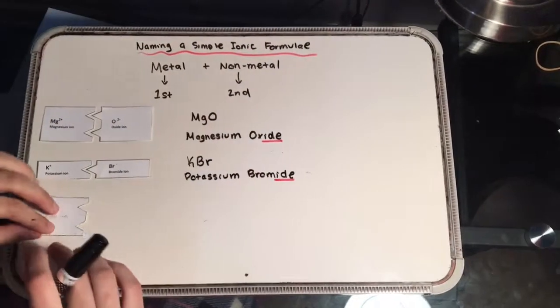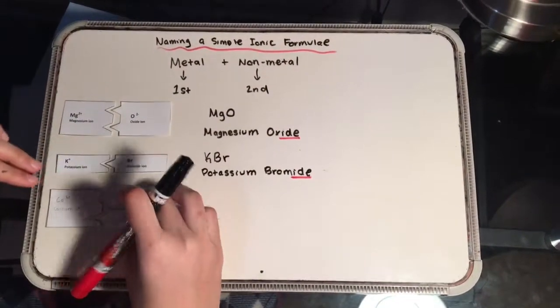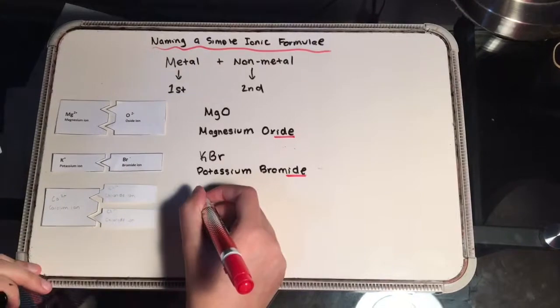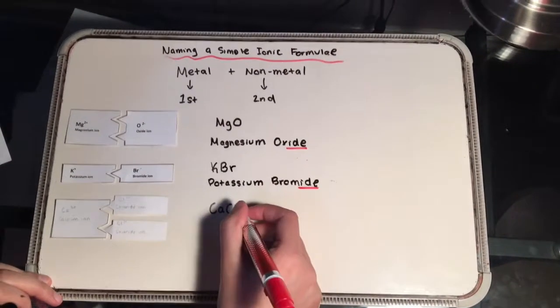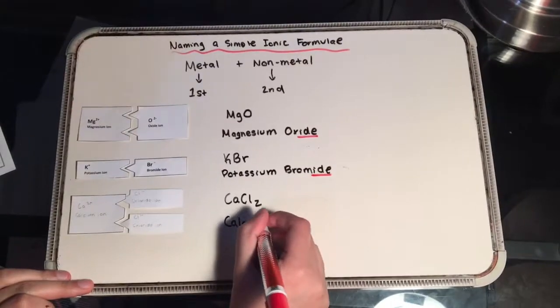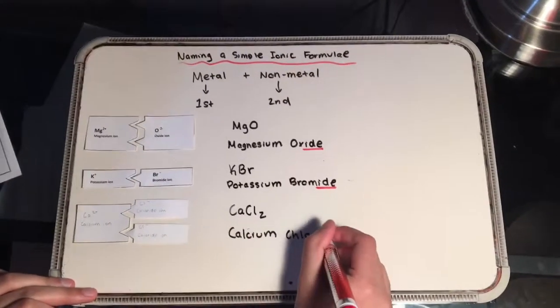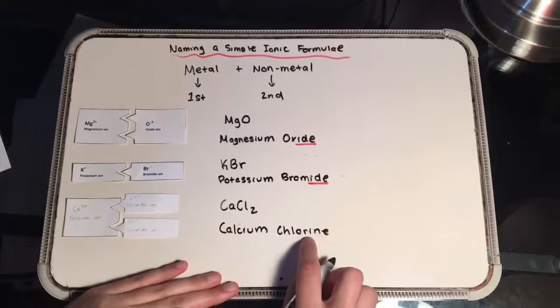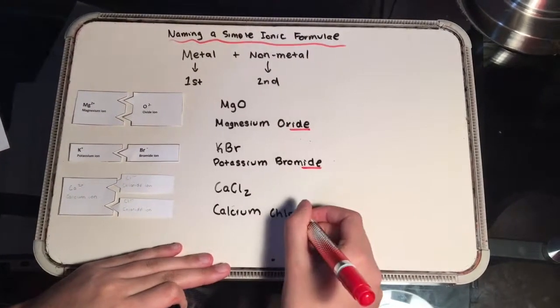Our last example is CaCl. First we're going to write the metal, which is calcium, and then the non-metal, which is chlorine. But we need to change the ending of the non-metal, chlorine, so it ends with "ide." So it is going to be calcium chloride.